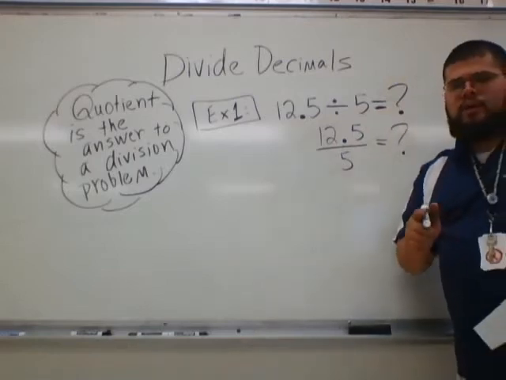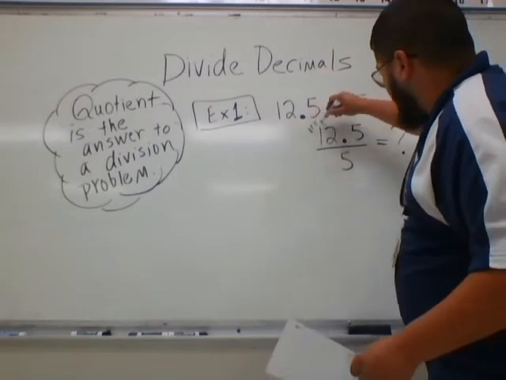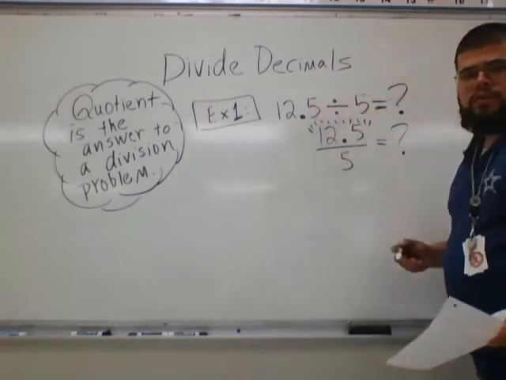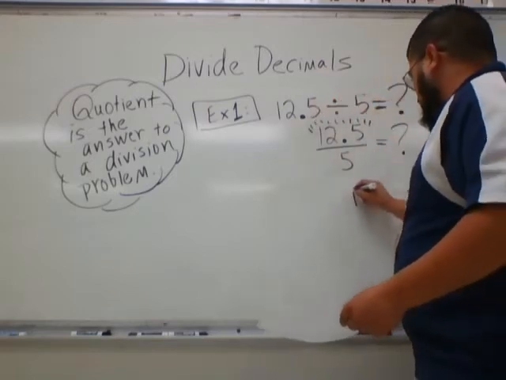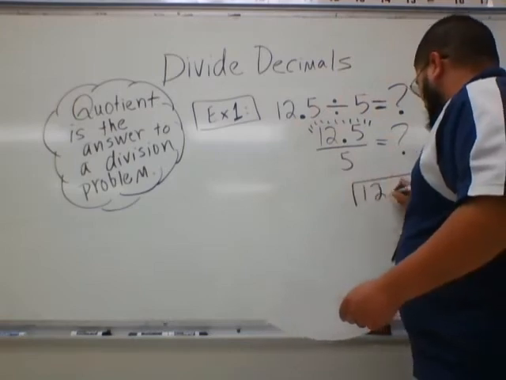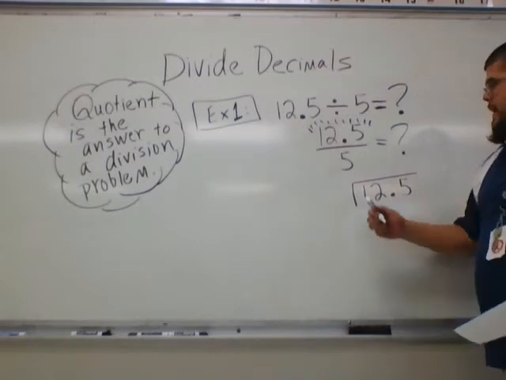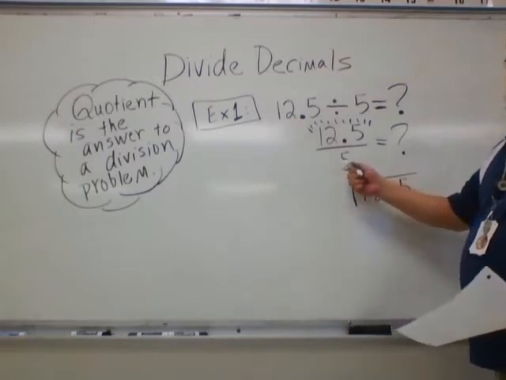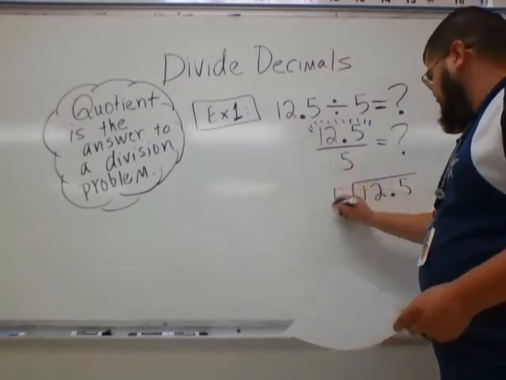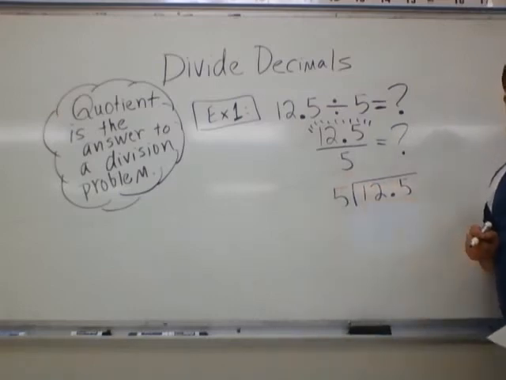Just like I said before, 12.5, which is the dividend, is getting rained on. Where does it want to go? It wants to go inside. 12.5 will go inside, right? And the divisor is the crazy one. He wants to stay outside while it's raining, right?